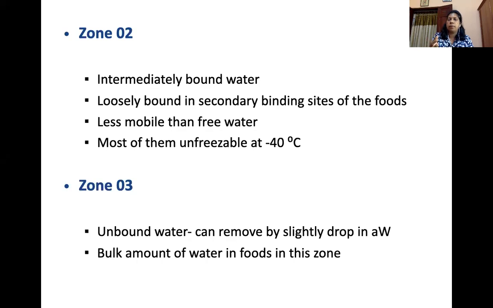So it is less mobile than free water, but it is mobile, just less mobile. Therefore, in that area, water can be stored or a molecule can go for a reaction. But zone 3 is the bulk amount of water in the food. Therefore, this unbound water can be removed by slightly dropping water activity.